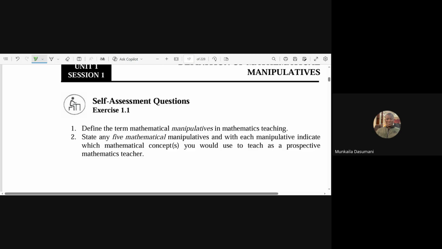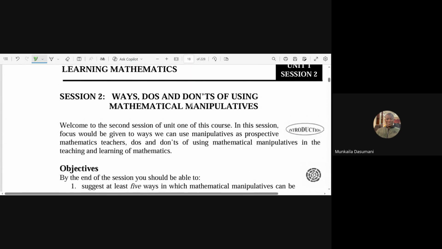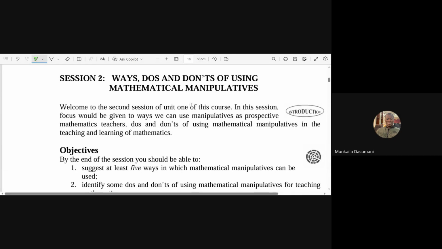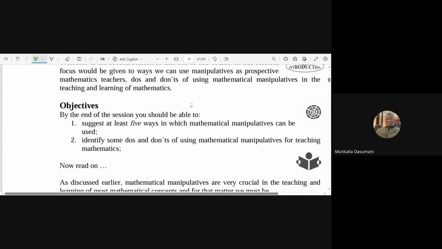Okay, so I think it's not difficult. Now move on to section 2 of unit 1, which is talking about the ways, do's and don'ts of using mathematical manipulatives. We are going to look at them. You'll be telling me them. I'll only read the objective. By the end of this session, we should be able to suggest at least 5 ways in which mathematical manipulatives can be used, and then identify some do's and don'ts of using mathematical manipulatives for teaching mathematics.